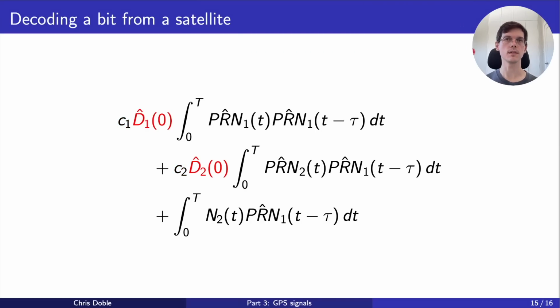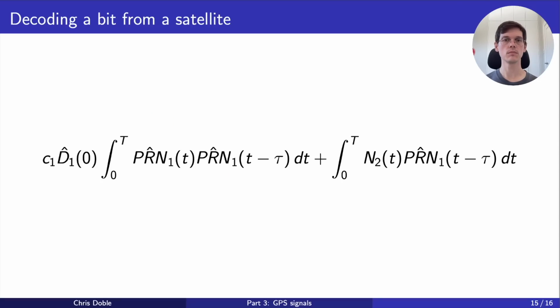The second is the easiest to deal with. It's the correlation of satellite 2's PRN code with satellite 1's. We know from the properties of PRN codes that this is always near 0, so that term drops out, and we're left with 2.